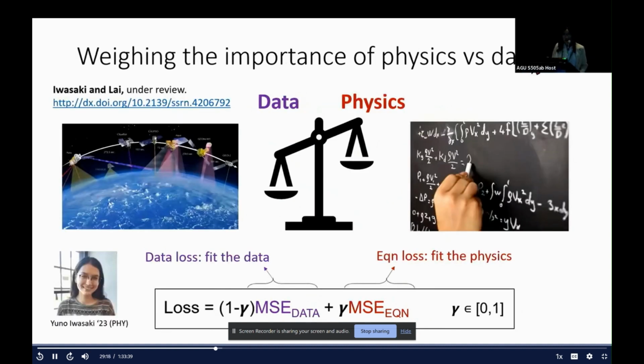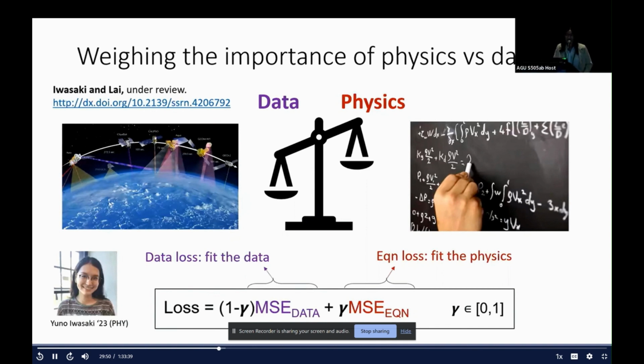Okay, so we can ask some interesting questions, such as how to weigh the importance of the physics versus data. You can imagine if your data is noisy, then you might want to put more weight on the physics to regularize the neural network predictions. So Yuna Iwasaki is a student in my group, and she has been doing some systematic testing on the optimal way to weigh the data versus equation loss. And if you're interested, her poster is online, and we have a paper under review that's available online.